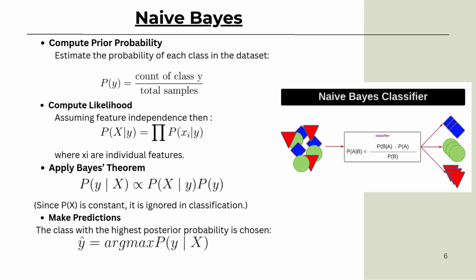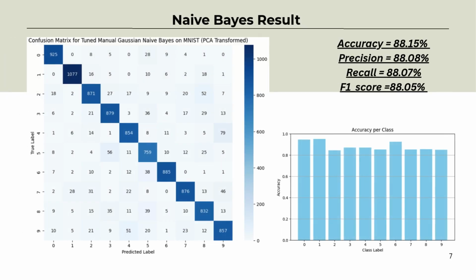In this part, we are classifying handwritten digits using naive Bayes and PCA. Firstly, PCA reduces the image size by keeping important features and removing noise. Then we calculate the prior probability of each digit and the likelihood using the Gaussian formula. Finally, we multiply them to get the probability for each class and predict the digit with the highest value. We can see the confusion matrix and overall accuracy achieved in this model is 88.15%.